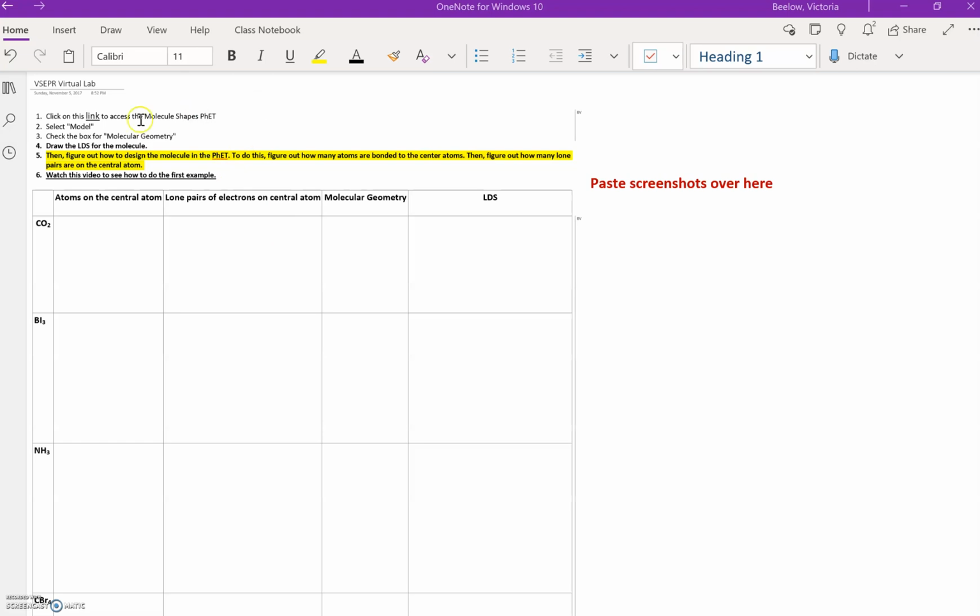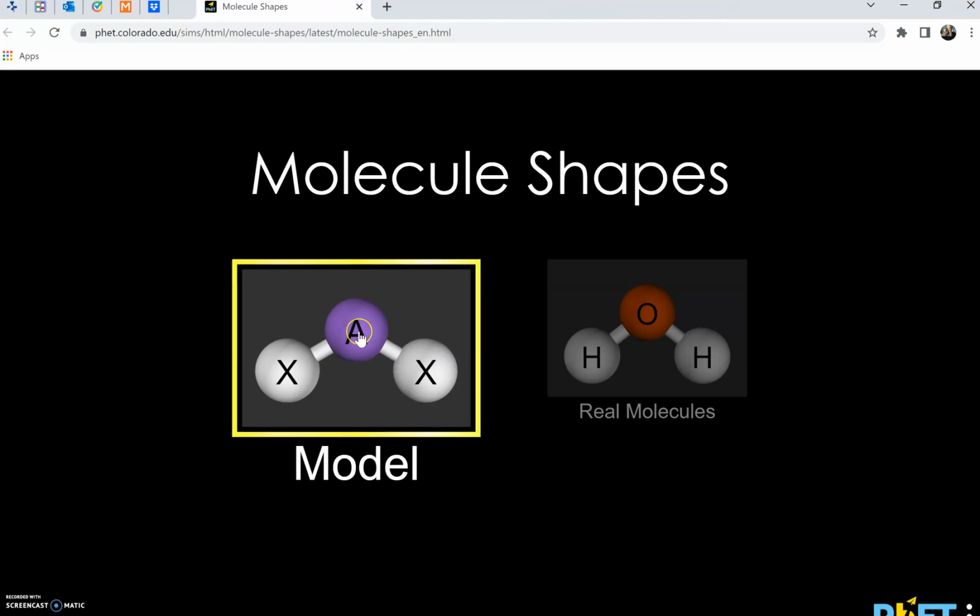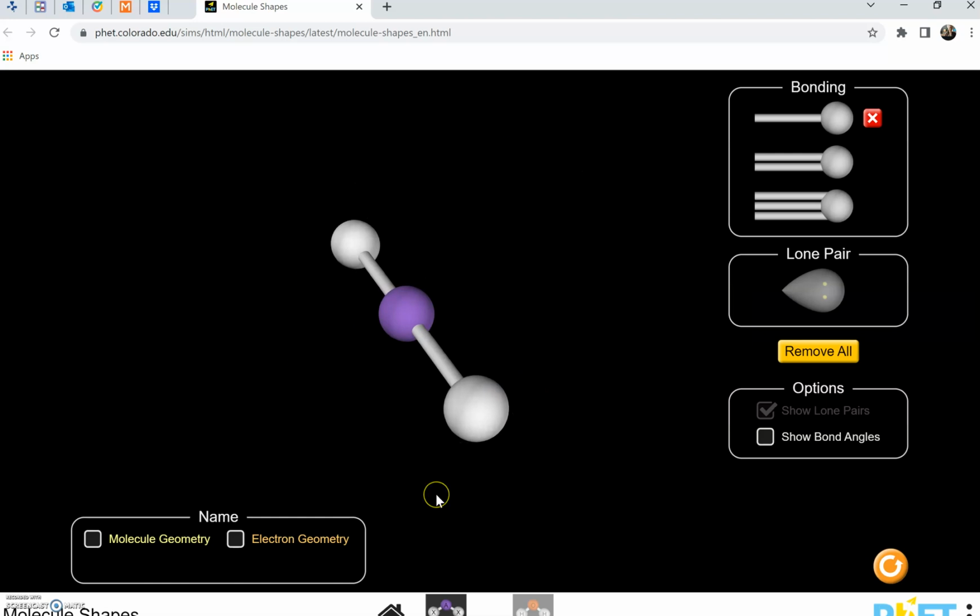So the first thing we're going to do is click on this link to open the PhET, and we're going to select Model, and it will default to this. Next, we're going to select Molecular Geometry. So then this will tell us what the molecular geometry is: linear, bent, tetrahedral, and so on.